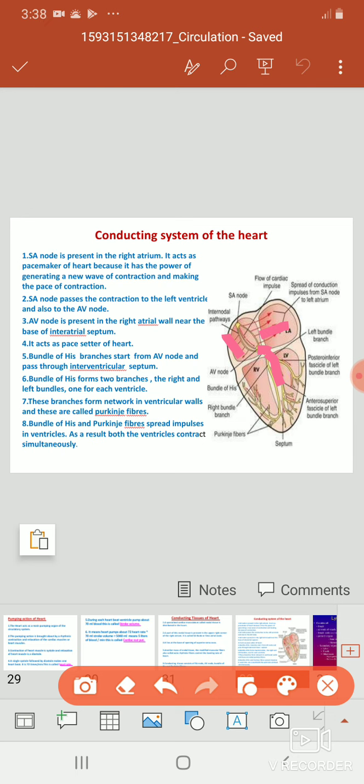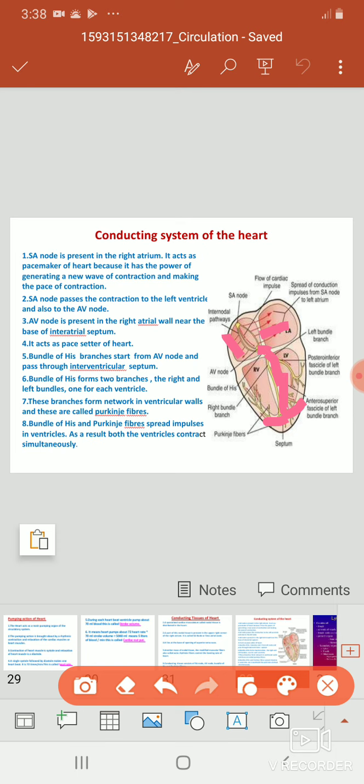The bundle of His passes through the interventricular septum, and it forms two branches, the right and the left. These left and right branches are further divided, and these are called Purkinje fibers. The bundle of His and Purkinje fibers spread the impulses in the ventricles. As a result, both the ventricles contract simultaneously.